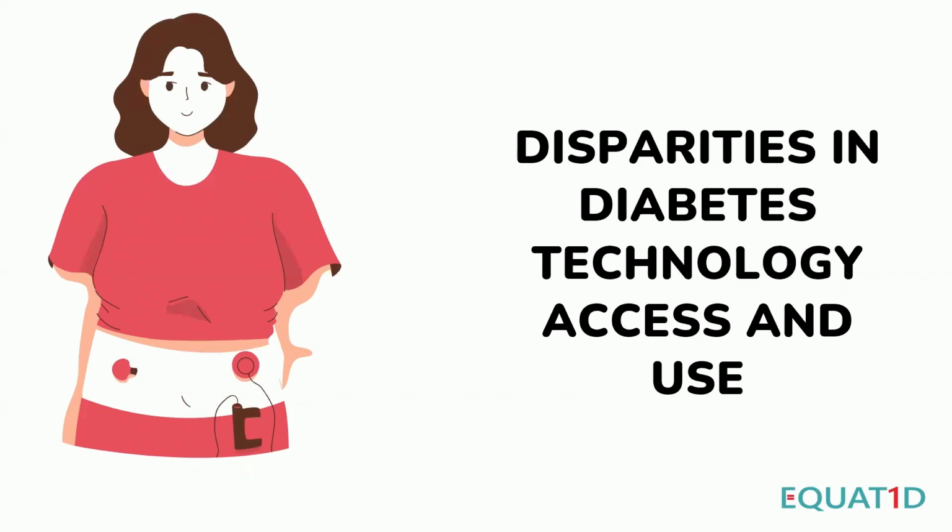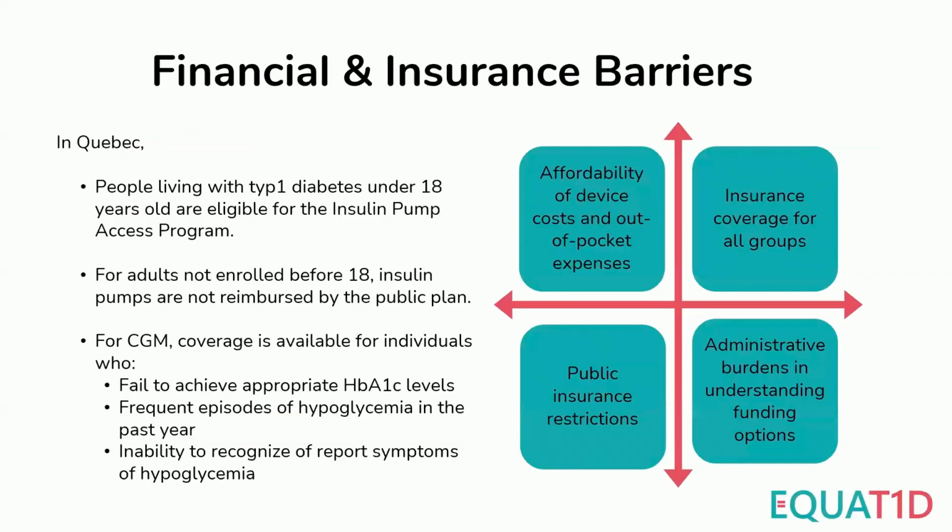So let's talk a little bit about disparities in diabetes technology access and use. So there are a number of financial and insurance barriers to accessing diabetes technologies. In Quebec, people living with type 1 diabetes under the age of 18 are eligible for the insulin pump access program. But for adults who are not enrolled before the age of 18, so obviously including those who are diagnosed after age 18, which we know is about 50% of all people with type 1 diabetes, then they're not eligible for the insulin pump access program, and they cannot receive public funding for an insulin pump.